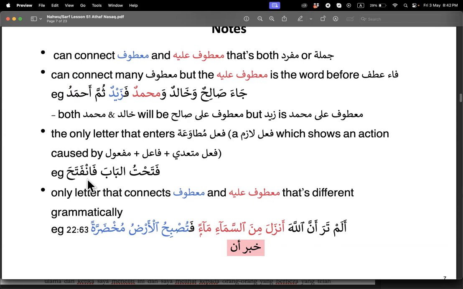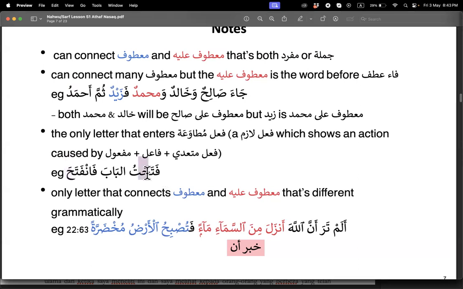Nun. Inqalaba, yes, qalaba. Inqalaba yanqalibu. So this is infataha, inqalaba. So what kind of word? Fi'il madi, yes. And what is the huwa going back to? Going back to the bab. Yes, very good. And you realize this is the same root letter as this, right?